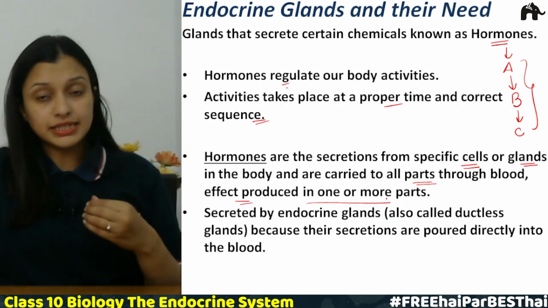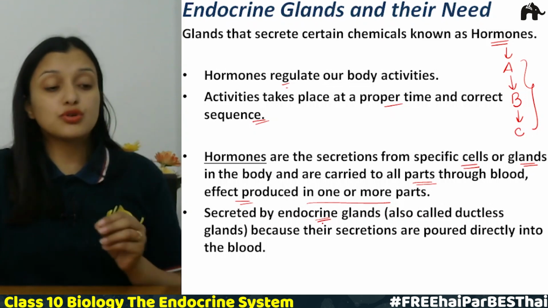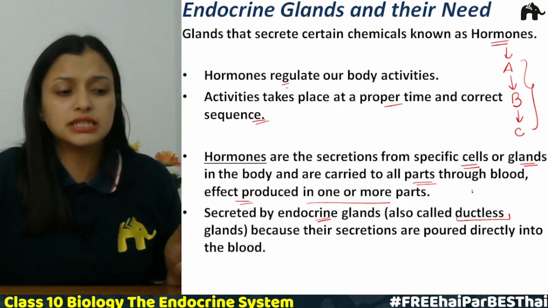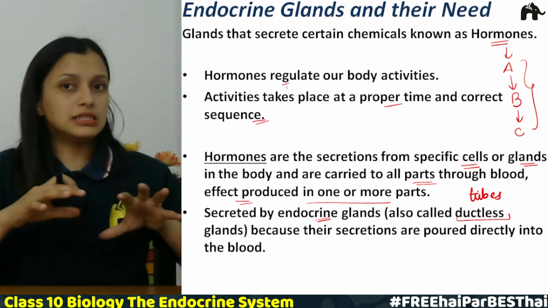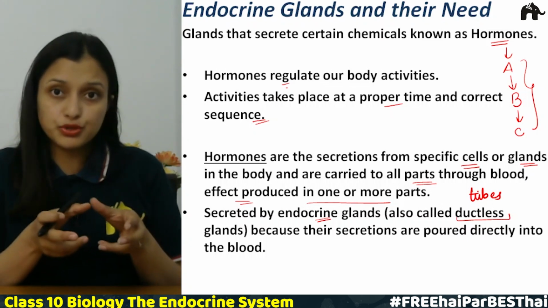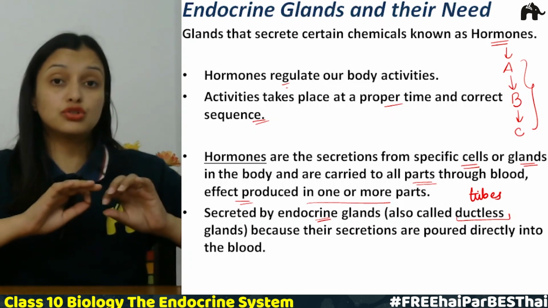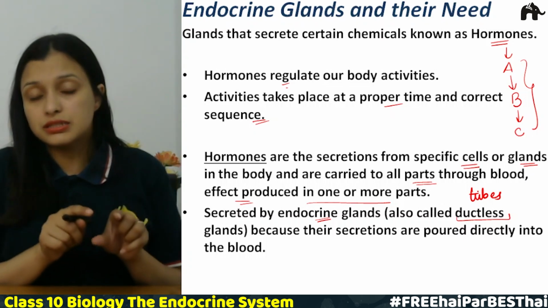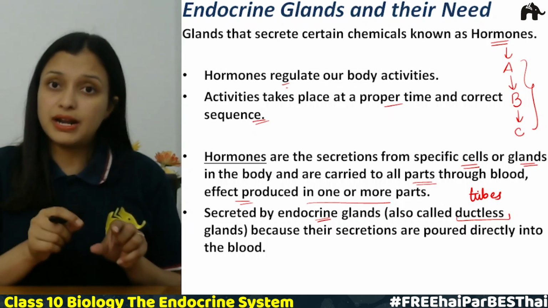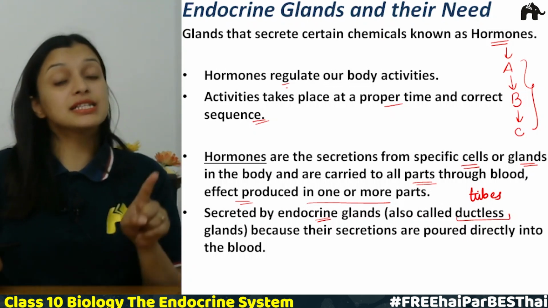These hormones are secreted by endocrine glands, and these endocrine glands are also called ductless glands. Ducts are basically the tubes, right? These glands do not have any tube, so they just produce their secretions. These hormones are directly secreted into the blood. There is no special system which carries these hormones, they are only secreted into the blood, and through blood they are carried to their target organs, right? So endocrine glands are also called ductless glands.